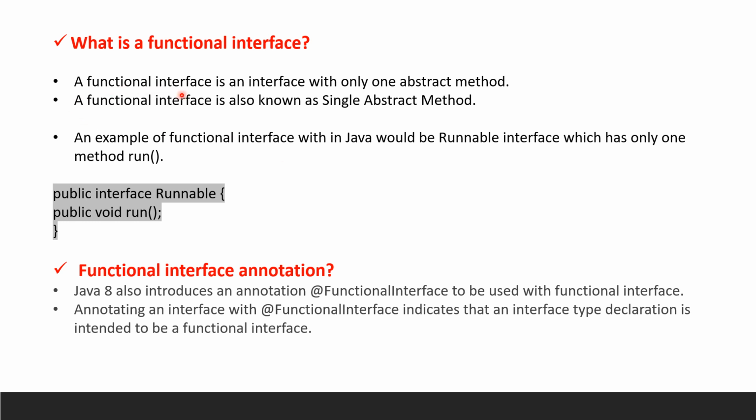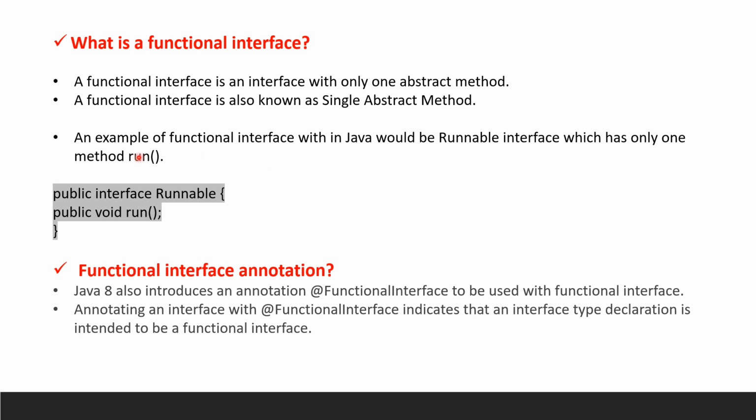So here the functional interface is an interface with only one abstract method. Whenever an interface has a single abstract method, it is called a functional interface. It is also known as a single abstract method interface. If you see only one abstract method in the interface, then it is called a functional interface. And obviously the interviewer will ask you to give an example of a functional interface.